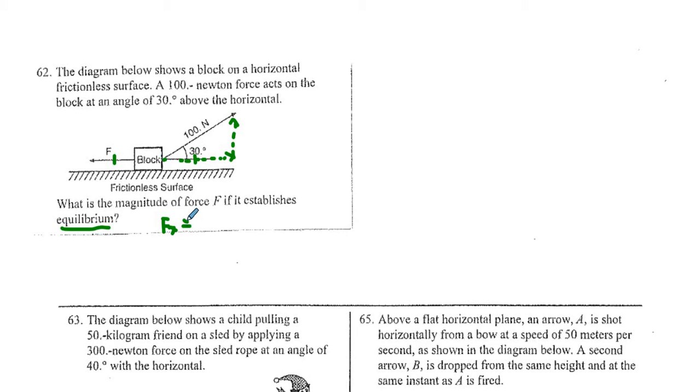The x component is equal to the force F times cosine of the angle between them, because this is the adjacent side. So that is 100 newtons times cosine of 30 degrees. If you plug that into your calculator, you get 87 newtons.